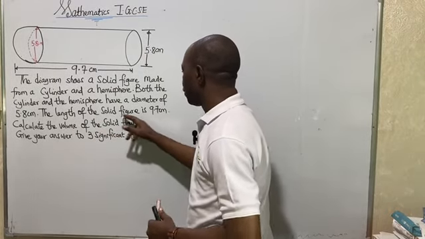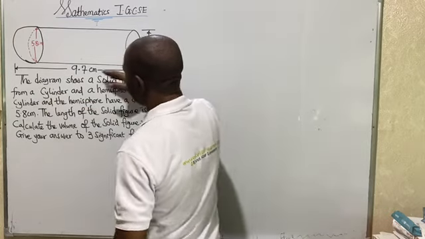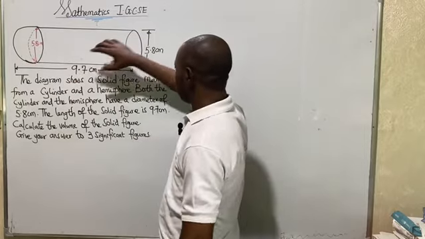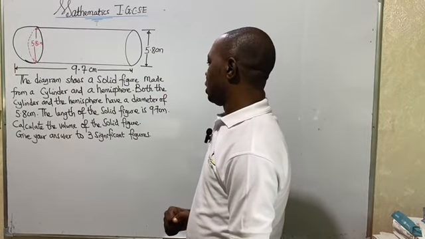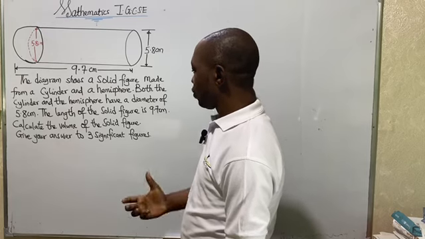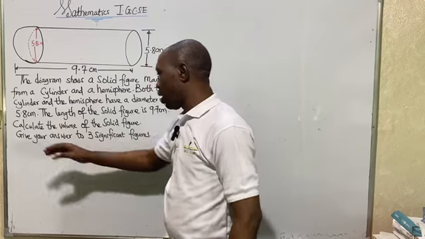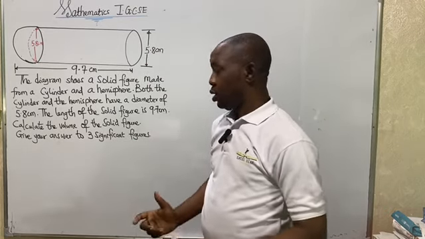The length of the solid figure is 9.7, the length from the hemisphere to the base of the cylinder is 9.7 centimeters. Now the question is for us to calculate the volume of the solid figure and give our answer to three significant figures. Okay, let's get into the video.